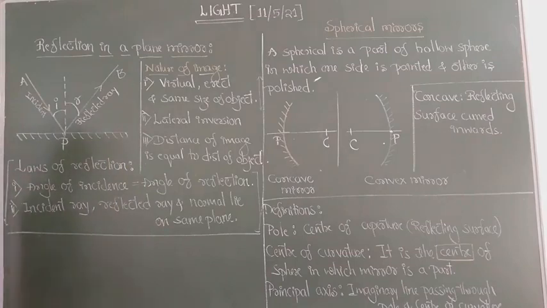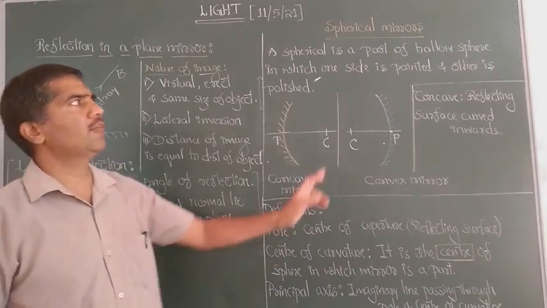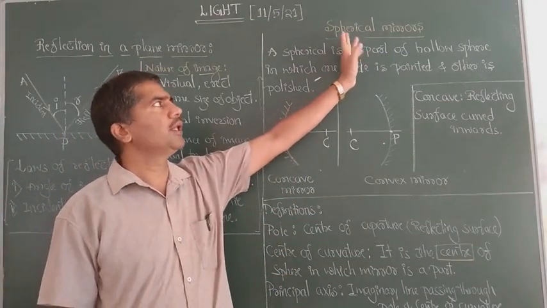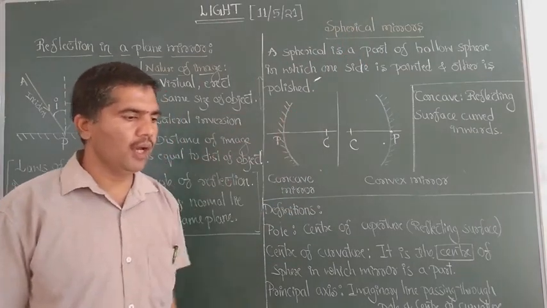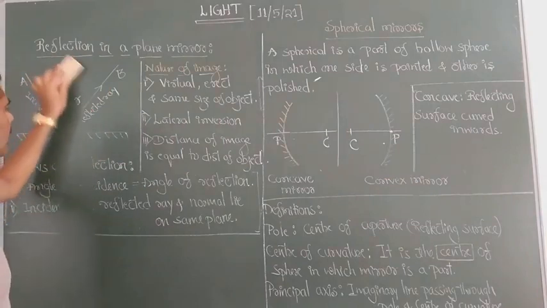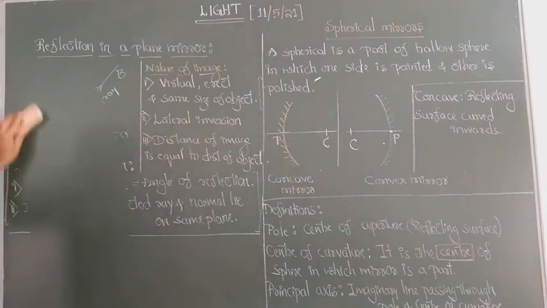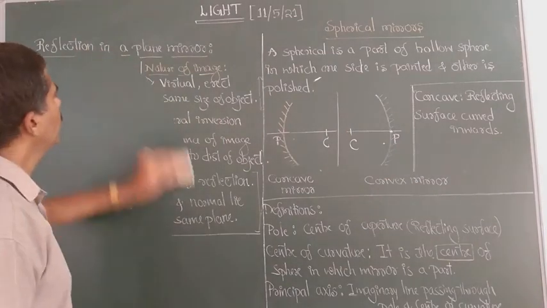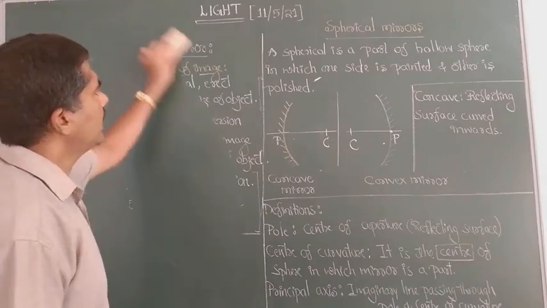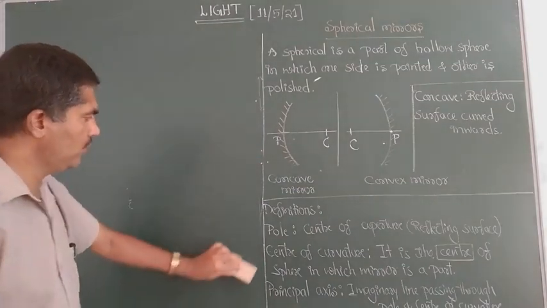So then we shall pass on to spherical mirrors, one of the important concepts for class 10. What are spherical mirrors? A spherical mirror is a part of a hollow sphere in which one side is painted and the other side is polished. What is the meaning?